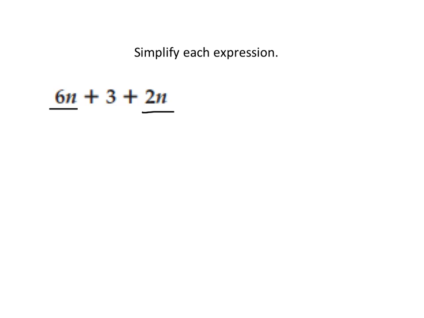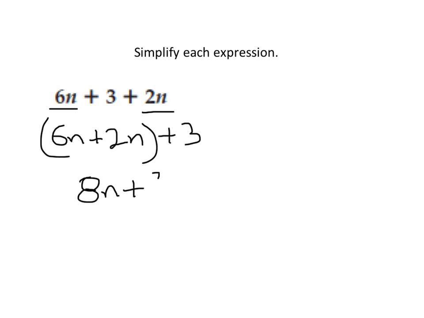I do not see any other terms that are alike, so I'm going to go ahead and say to myself 6n plus 2n. I'm going to group those together, then I'll add a 3 to it. 6 plus 2 is 8, 8n plus 3. I am done because 8n and 3 are not alike.